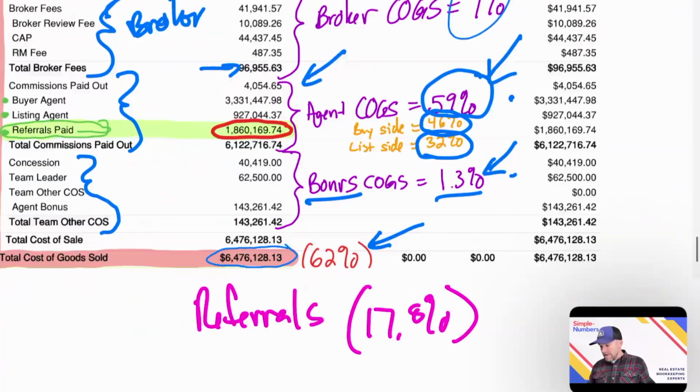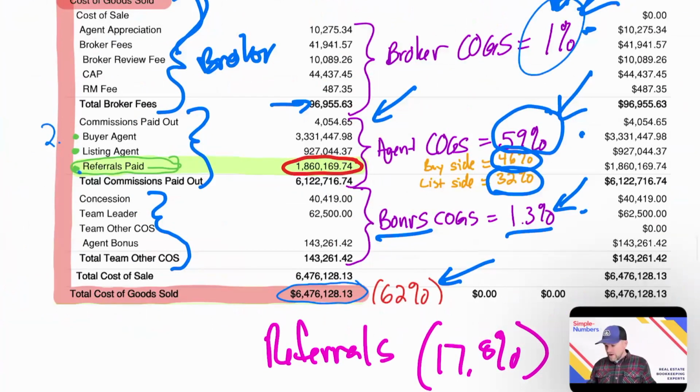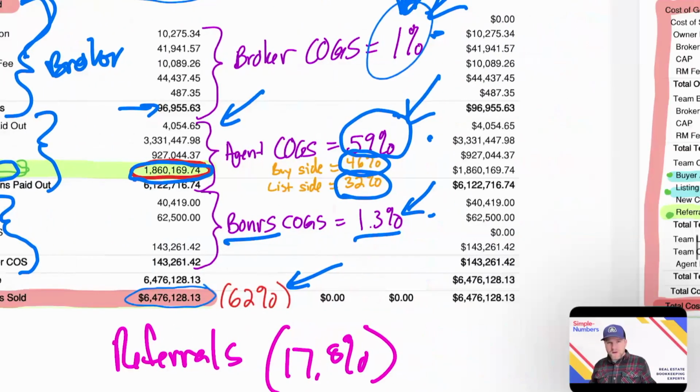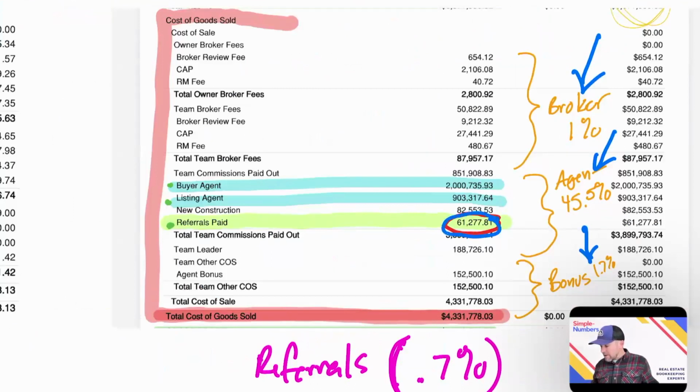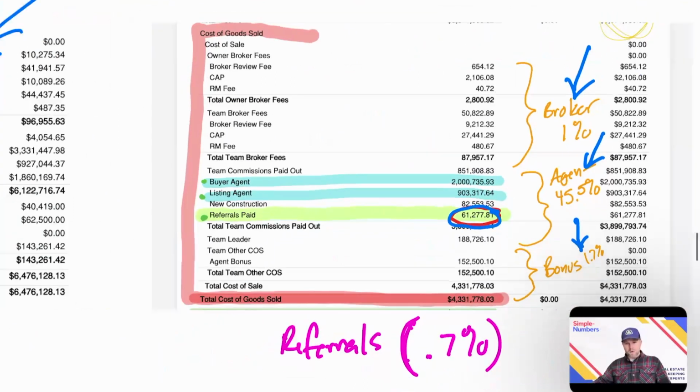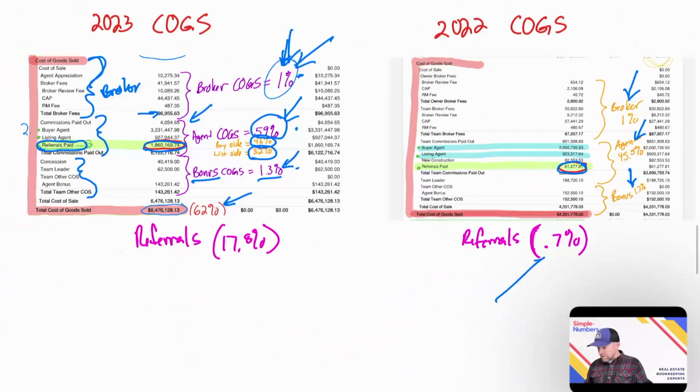And then it jumped out at us right here. Referrals paid. Look at the difference here. 1.8 million in referrals paid in 2023, 61,000 paid in 2022. Whoa, that's a big difference. Referrals went from 0.7% of our revenue to 17.8%. There's our problem. It couldn't be any more obvious.